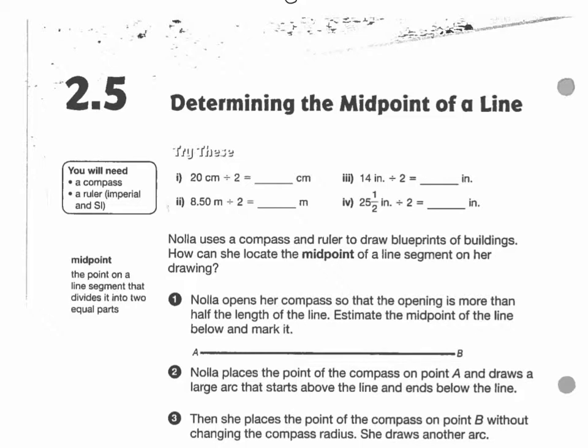So try these. 20 centimeters divided by 2 gives you 10 centimeters. 14 inches divided by 2 gives you 7 inches. 8.5 divided by 2 gives you 4.25 meters. 25.5 inches divided by 2. This is where it gets a little bit trickier. On your calculator, you can remember that half is 0.5. So this is actually 25.5 divided by 2. And you can work that out on your calculator. So the midpoint is the point on the line segment that divides it into 2 equal parts. You're just dividing whatever you measure by 2.